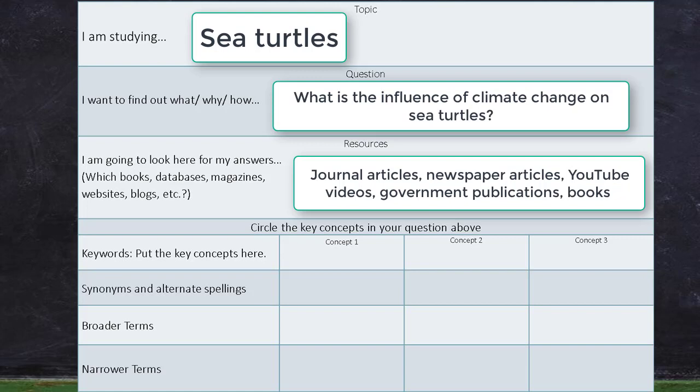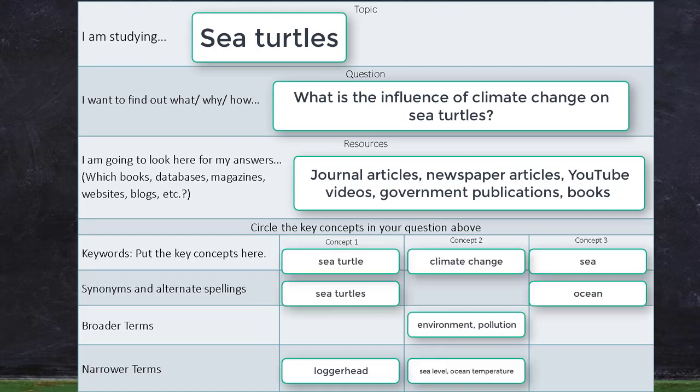There are a number of search terms we can use for sea turtles. Obviously, we're going to use sea turtles and sea turtle. We can also use the scientific term for sea turtles. You can look for different breeds and species of sea turtles, like loggerhead. You can also look for the different geographies of where sea turtles are located, and look for different terms for climate change. So things that would influence this would be pollution, it could be sea levels, and it could also be sea temperatures. I would also use the word ocean in addition to sea.